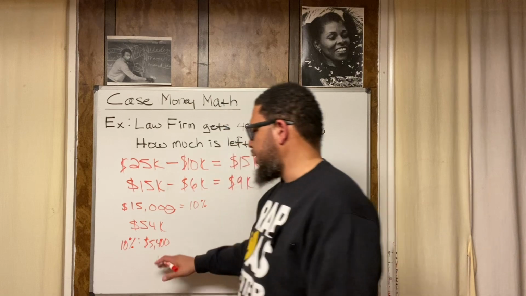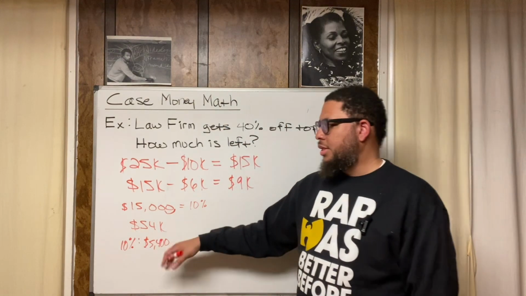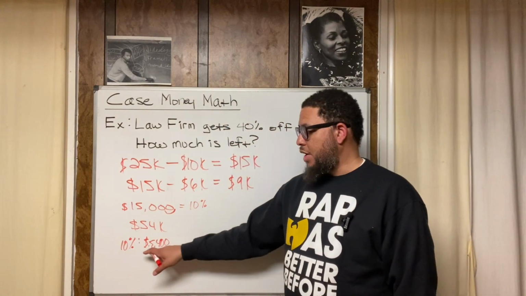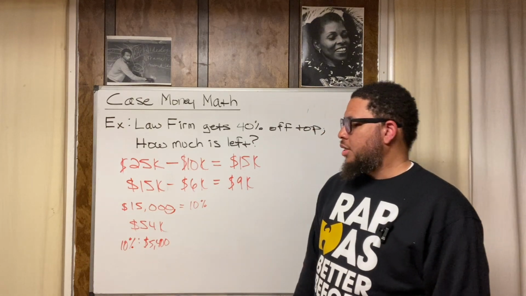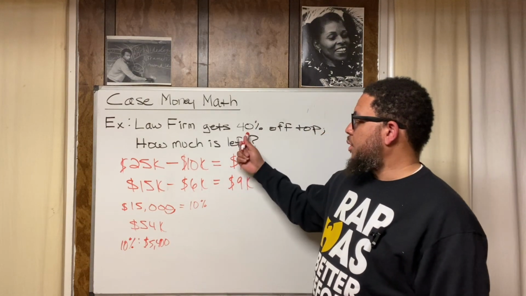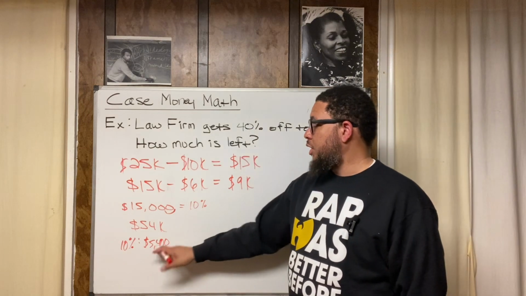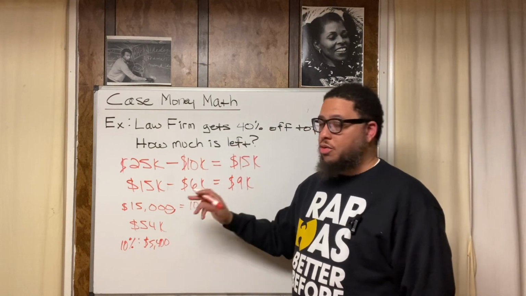I mean, that's not too crazy, but that's a little odd because it doesn't end in all zeros. It's a 5 and then a 4 and then 2 zeros, right? Instead of being just 5,000, right? So 5,400. Now we want to find 40%. What's 5,400 times 4?